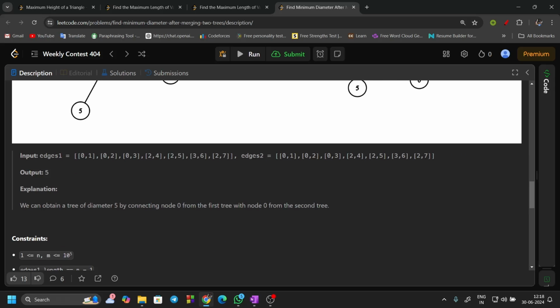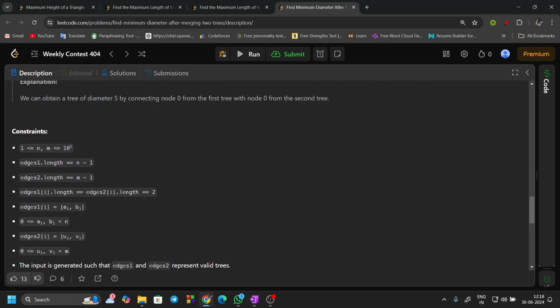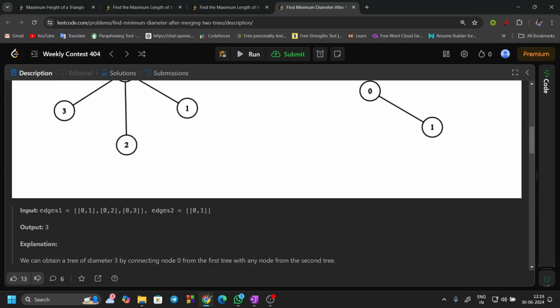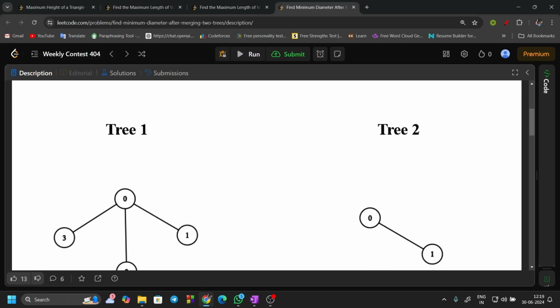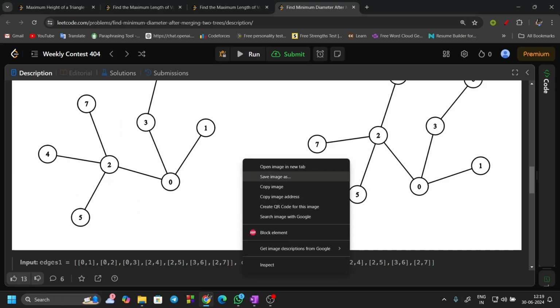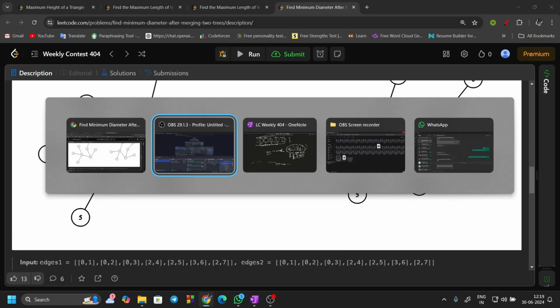Now, how can we solve this? If you look at the constraints, n and m are up to 1e5, so the number of nodes is 1e5. You cannot do n square or something like that. You have to do a complexity of O of n or n log n at max. So now what can we do here? Let's take the second example, so that we can understand.